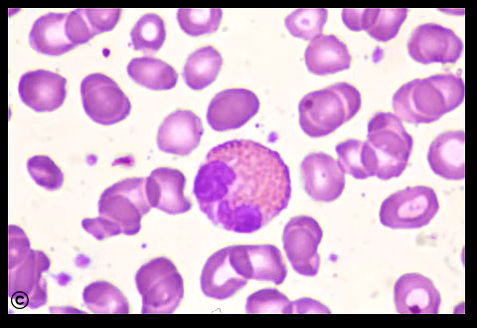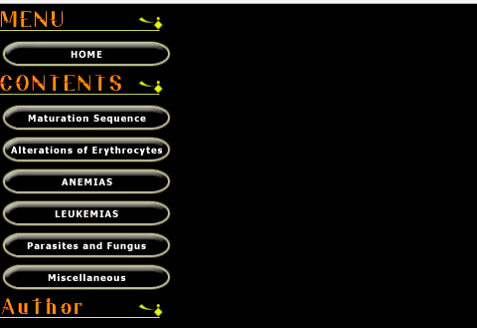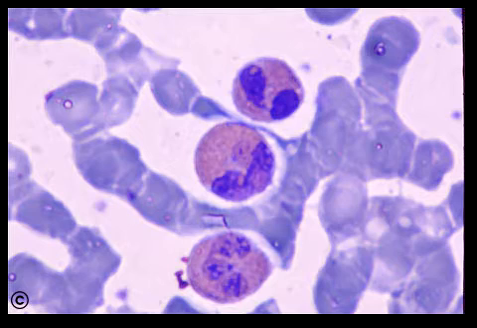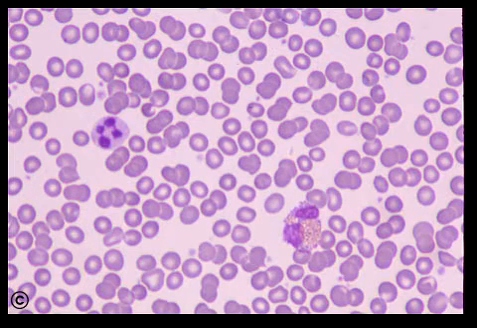Just like the neutrophils, how there's bands and they're segmented, same thing with the eosinophils. They have banded eosinophils, and then this is a segmented eosinophil. And here's another example of a segmented eosinophil. And so for this, we have a neutrophil, and then an eosinophil, and they're both segmented.